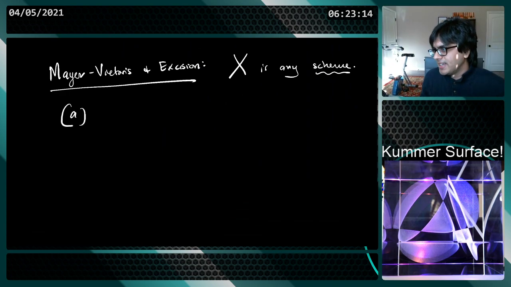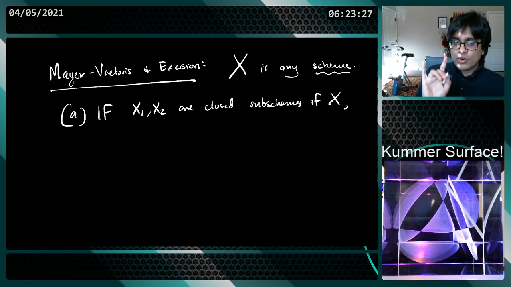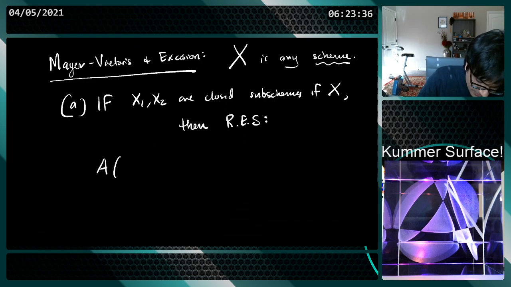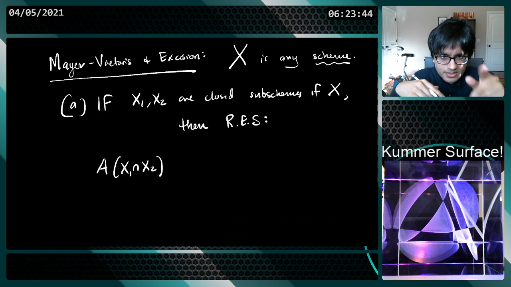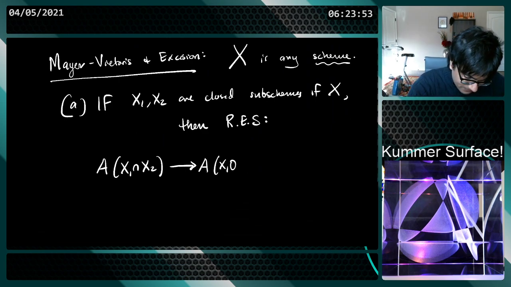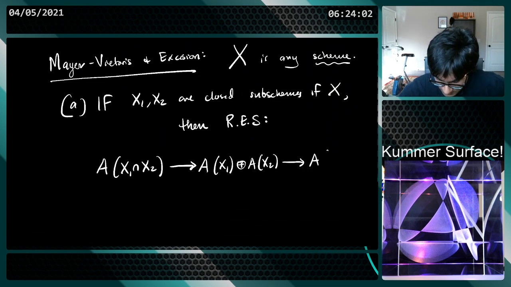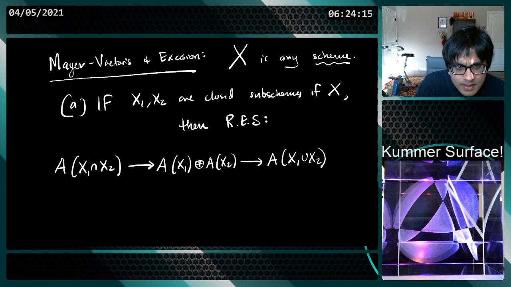You have any scheme, and here's my Mayer-Vietoris part. If you have two closed subschemes, then you have a right exact sequence. It's this: Chow of the intersection. Is it the scheme-theoretic intersection? Doesn't matter, because it's just thick reduction. We're talking Chow here. Chow of that maps to the direct sum of the two Chows, and then that maps to the Chow of the whole thing, the union. And that's surjective. I should have written this better. I ran out of room.